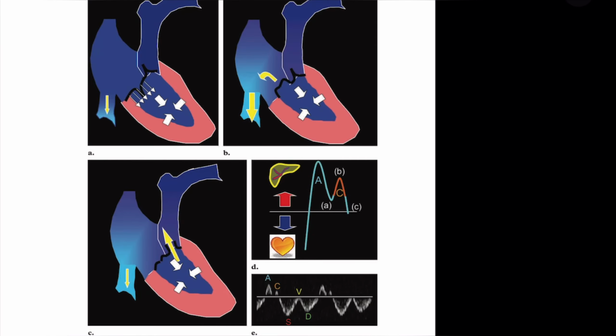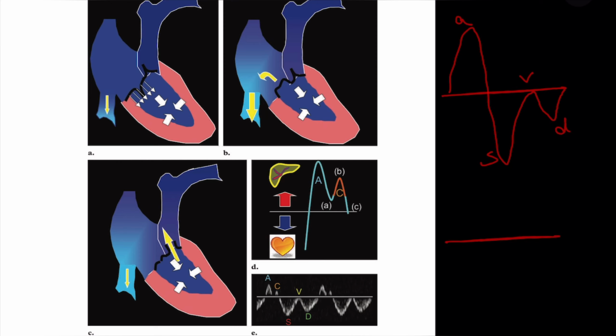So now we will see the physiology of the normal variant C wave. As we have already seen, the triphasic waveform of the hepatic vein has waves as A wave followed by S wave, V wave and D wave. This C wave is seen as a normal variant after the A wave, having a retrograde flow, followed by S wave, V wave and D wave. So here is the C wave depicted by the orange color.